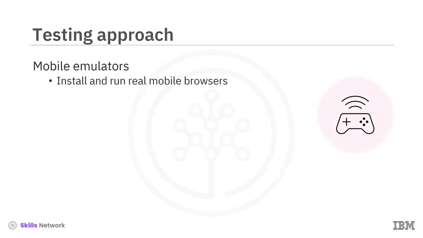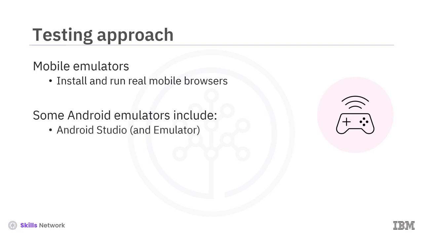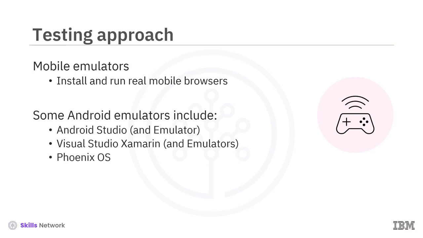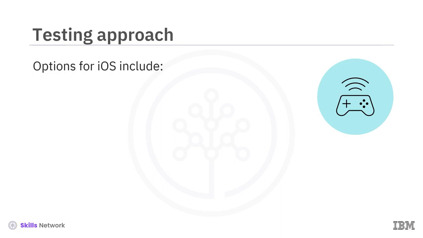You can install and run real mobile browsers and use their real rendering engines by running an Android or iOS virtual machine on your device. Some Android emulators include Android Studio and Emulator, Visual Studio Xamarin and emulators, Phoenix OS. The default browser for Android is Chrome, but you can also install Opera Mini, which is popular on feature phones with lower processing power. Options for iOS include Apple Xcode and Emulator, iPadian Simulator.